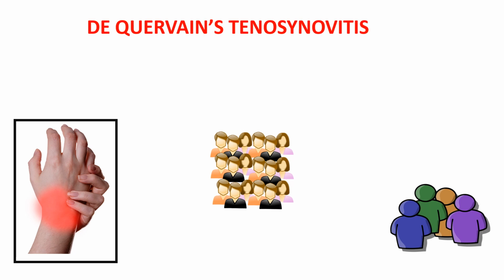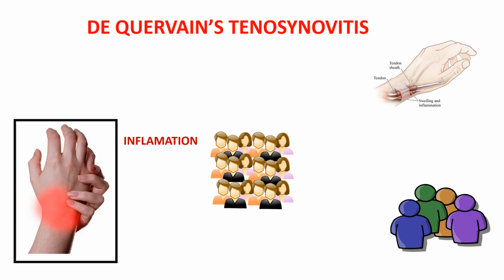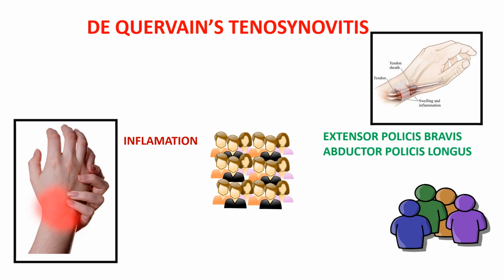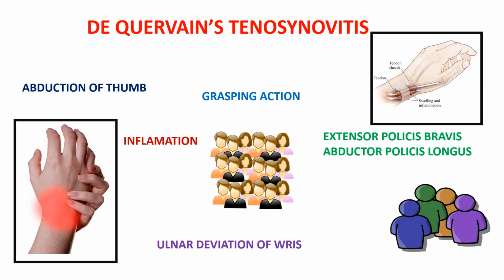So let's know what is De Quervain's tenosynovitis. It is a painful inflammation of the tendons on the side of the wrist at the base of the thumb. These tendons are the extensor pollicis brevis and abductor pollicis longus. The main complaint of pain gets worse with abduction of the thumb, grasping activity, and ulnar deviation of the wrist.